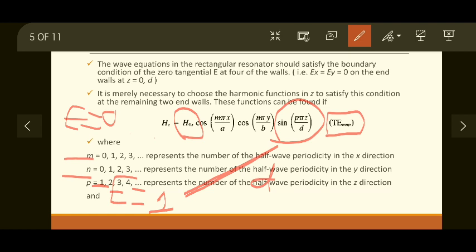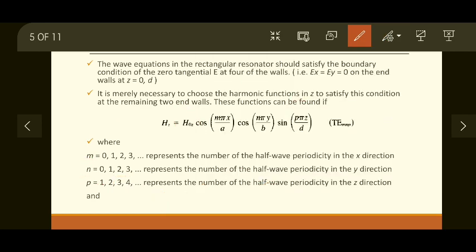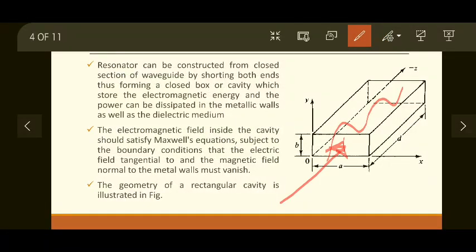These numbers represent the number of half wave periodicity in the particular direction, like half wave periodicity in the X direction, half wave periodicity in the Y direction, and half wave periodicity in the Z direction. So what is the meaning of half wave periodicity? Again, go back to the previous case or previous geometry.